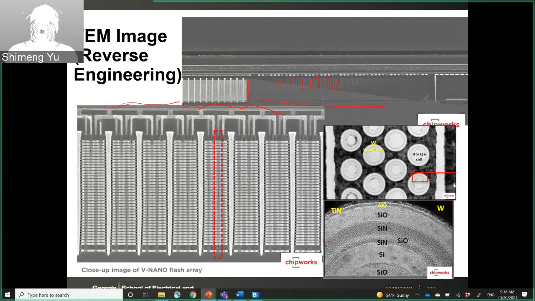So here this is isolation. This light region is isolation. So here the real string is here in the dashed red box. So here this is a real string. Here is a real string.